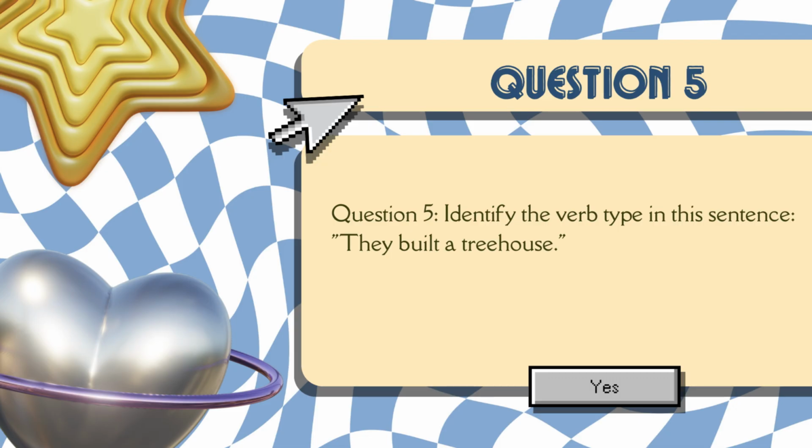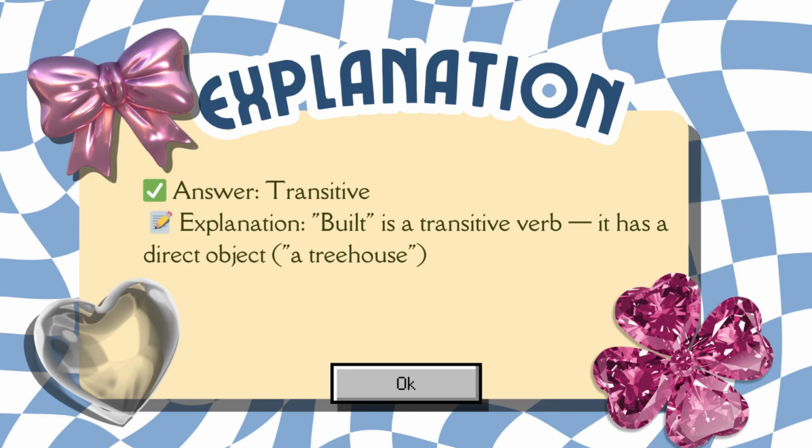Question 5. The question is, identify the verb type in this sentence. They built a tree house. So which one is the type of this sentence? Intransitive or transitive? The answer is transitive, because the word build is a transitive verb. It has a direct object, which is a tree house.